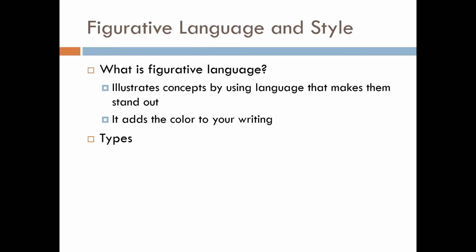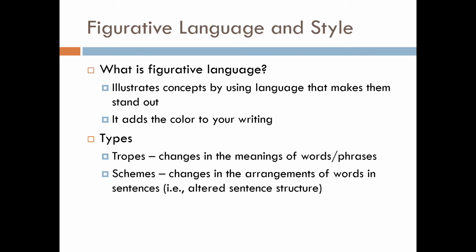It creates the pictures that you want me to see. And there are two types: tropes and schemes. Tropes are figurative language that changes the meaning of words or phrases. And we're going to get into some different types of these here in just a minute. Schemes are different because they're figurative language that changes the arrangement of words in a sentence. In other words, they alter the sentence structure in order to create those figures. So tropes change the meaning of words and phrases to create images. Schemes change the arrangement of words in a sentence to create images.